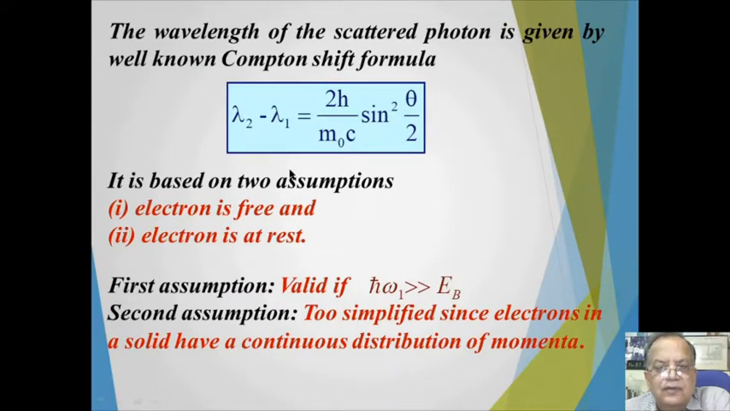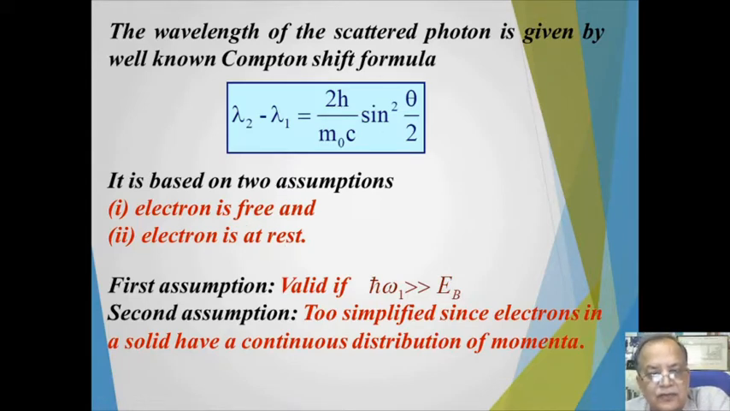Now, what Compton did was use conservation of energy and momentum equations, and then he derived the wavelength difference relation: lambda 2 minus lambda 1 is equal to 2h upon m0 c sine square theta by 2, or, as popularly known, h upon m0 c times (1 minus cos theta), which is just equivalent to this one. This particular relation was basically for free electrons and electrons at rest. So two assumptions were there: the electron is free and the electron is at rest.